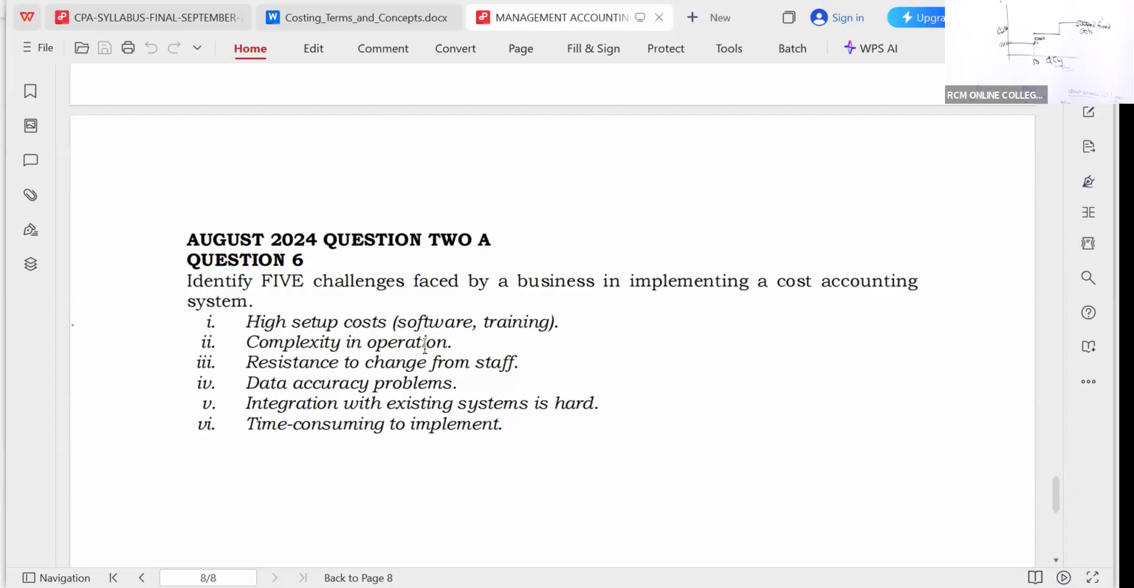When you are starting, especially data accuracy problems. Yeah, integration with our QuickBooks, for example, or any SAP or ERP that you're making use of currently. Going to be very, very tough to integrate this with the existing systems. Time consuming to implement.